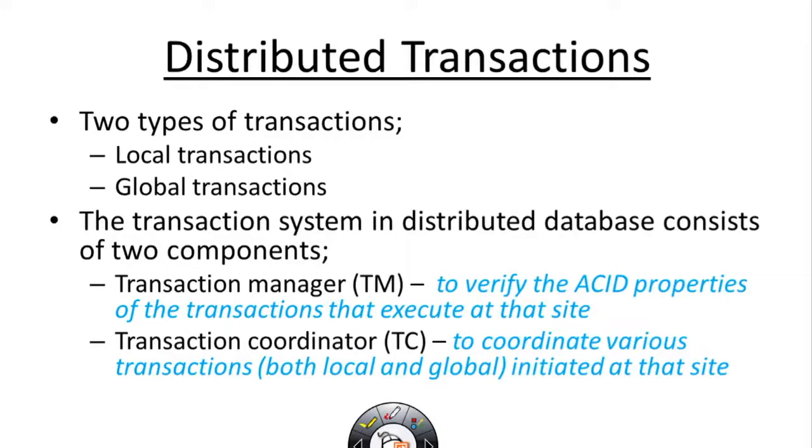The second component is the transaction coordinator. That means somebody to coordinate various transactions that are both local and global, initiated at that particular site. That is, if a request comes to site A and the data is not residing in that particular site, but is available with some other site, say site C and D, now the transaction coordinator of site A is responsible for handling this particular transaction request.